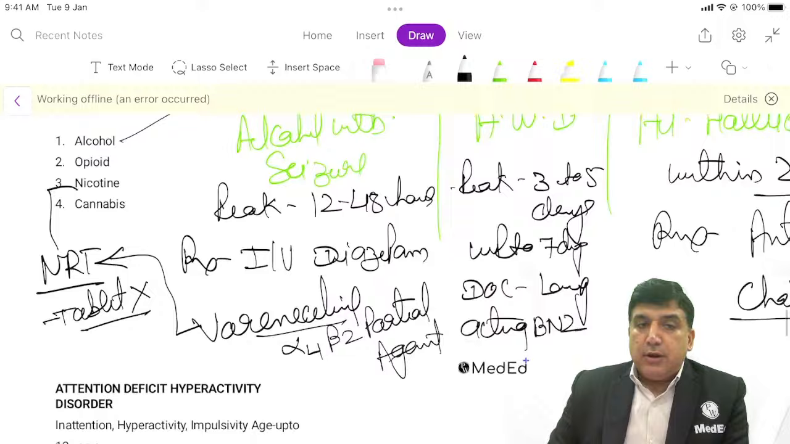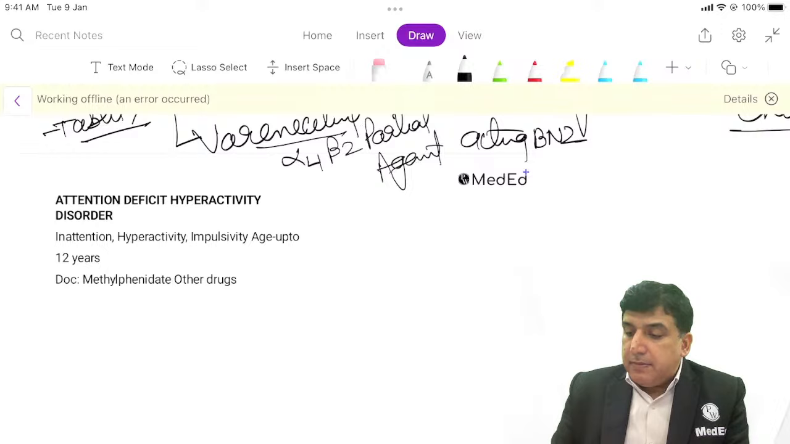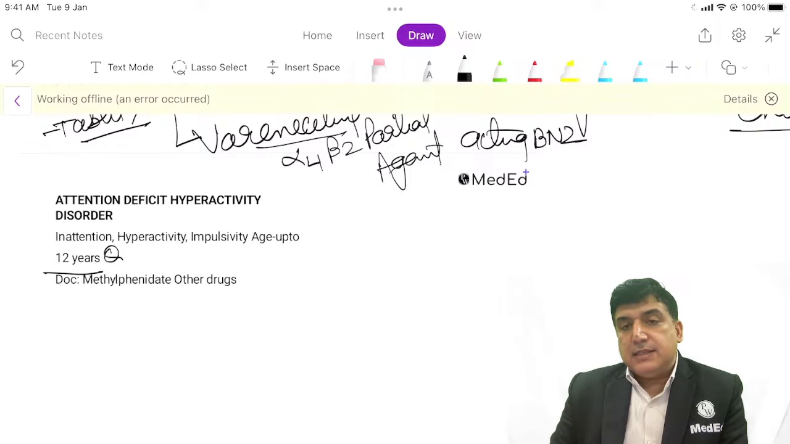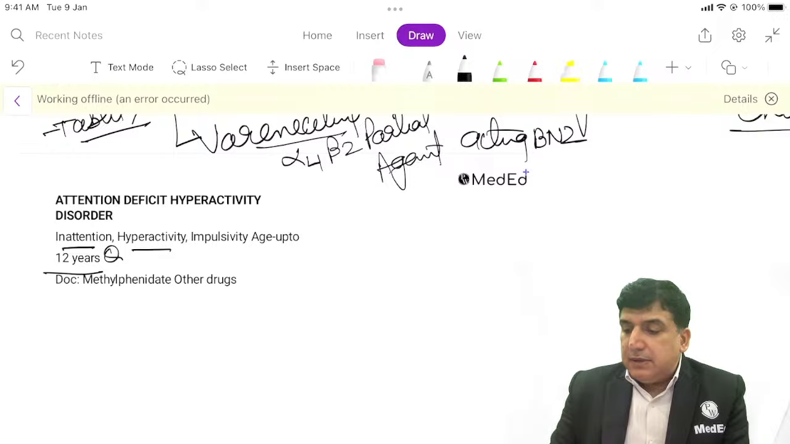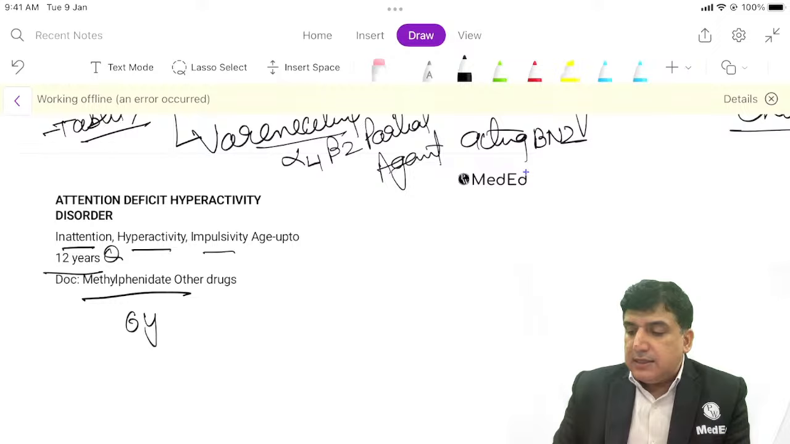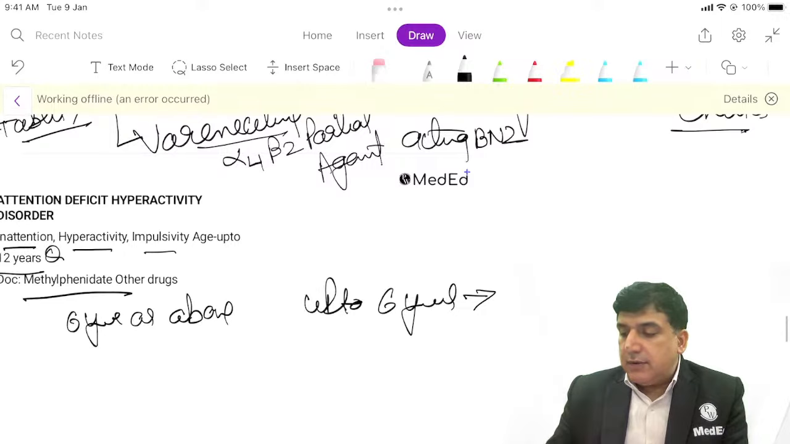Attention deficit hyperactivity disorder: before, we were making the diagnosis up to 7 years, now, please remember, in DSM-5 and ICD-11 we say up to 12 years. There are three symptoms: inattention, hyperactivity, impulsivity. The drug of choice is methylphenidate if the age of the child is 6 years or above. And up to 6 years, which is the drug we are using?